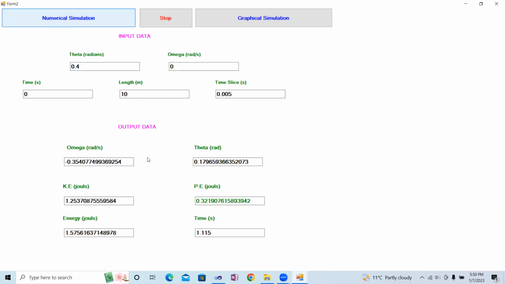the running values of the angular frequency, omega, the angular displacement theta, the kinetic energy of the simple pendulum, the potential energy of the simple pendulum, and the total energy of the simple pendulum. And you can notice that the total energy of the pendulum with the passage of time, in case of the ideal simple pendulum, remains constant with the passage of time. Okay, so we can stop here the numerical simulation and we can go for the graphical simulation, right?